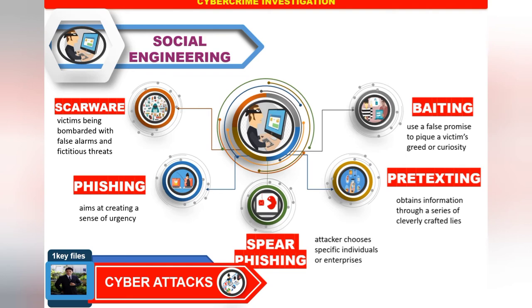Next is the spear phishing. Attacker chooses specific individuals or enterprises. This is a more targeted version of the phishing scam, whereby an attacker chooses specific individuals, business owners, or even companies, banks. Spear phishing requires much more effort on behalf of the perpetrator or the cyber criminal, and they are much harder to detect and have better success rates if done skillfully.